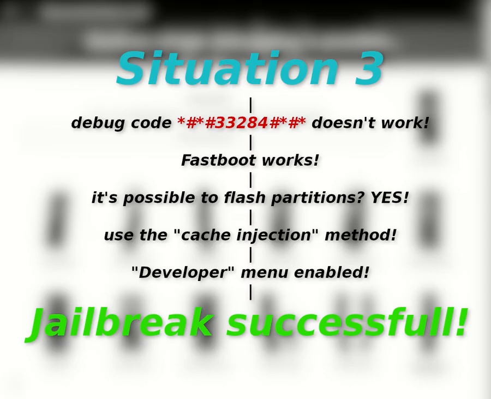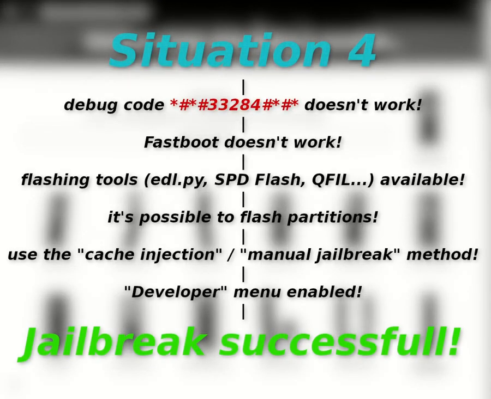Situation 3, typical of Mediatek-based devices. The debug code does not work. Let's check if fastboot is available. If we have it, let's check if it is possible to flash the cache partition. If all goes well, use the so-called cache injection method, and we will get the developer menu. Jailbreak succeeded.